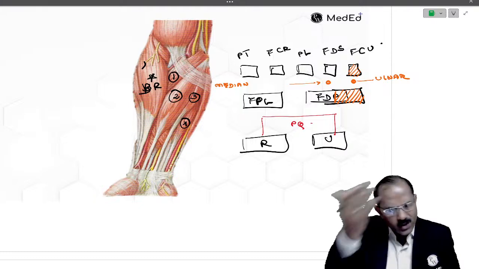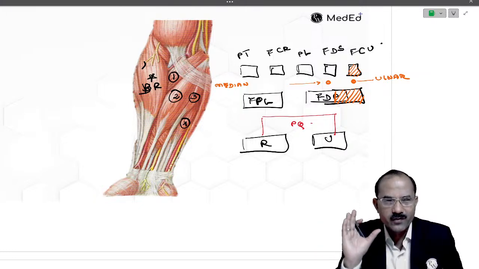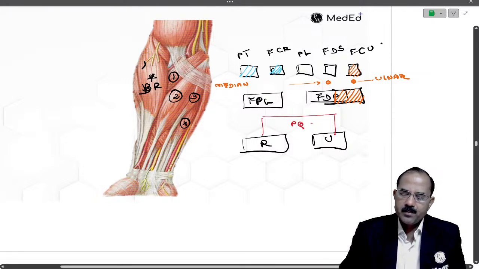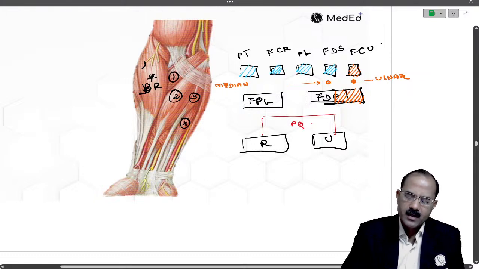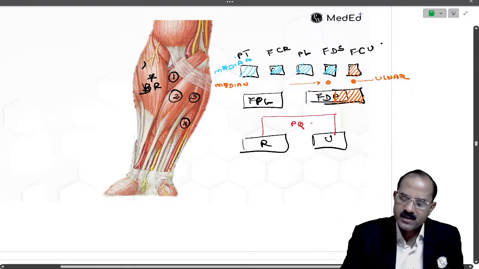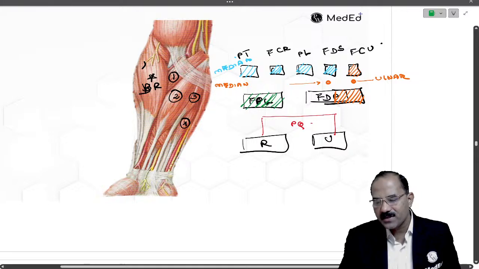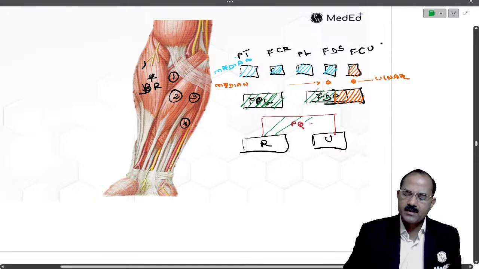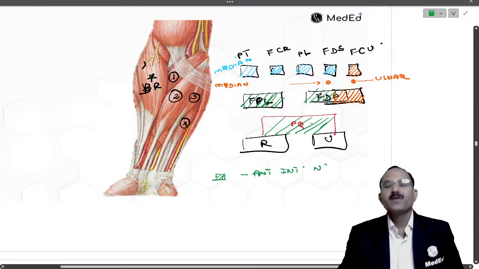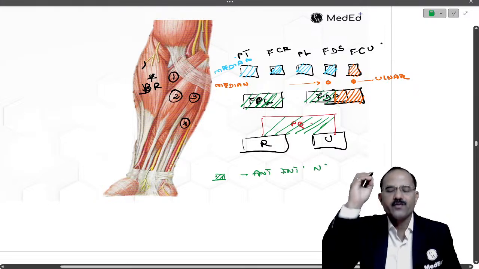All the rest of the muscles would be supplied by whom? Median nerve. Rest of all the muscles would be supplied by the median nerve. Have a look. These four muscles, the pronator teres, flexor carpi radialis, palmaris longus, and the flexor digitorum superficialis, are supplied by the median nerve. And the median nerve gives a branch. Can anyone tell me what this branch is? This branch supplies the flexor pollicis longus, the lateral half of profundus, and the pronator quadratus. What is this nerve? This is the anterior interosseous nerve. Anterior interosseous nerve is a deep branch of the median nerve.